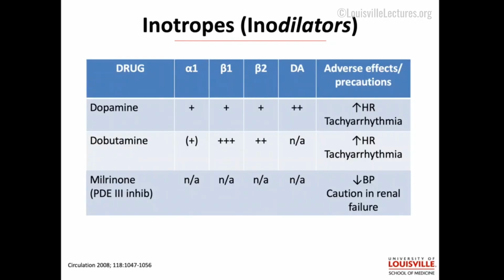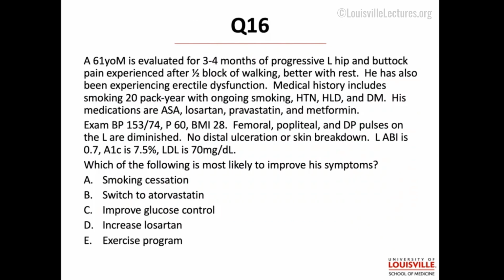I have this little chart that I help myself to remember about the inodilators or inotropes, particularly dobutamine and milrinone. They act by different mechanisms, but the main thing to think about here is that dobutamine often gives you tachycardia and tachyarrhythmia, whereas milrinone often gives you hypotension. And knowing those two side effect profiles can help you understand which one is the better choice, since they are more or less interchangeable in terms of therapeutics.